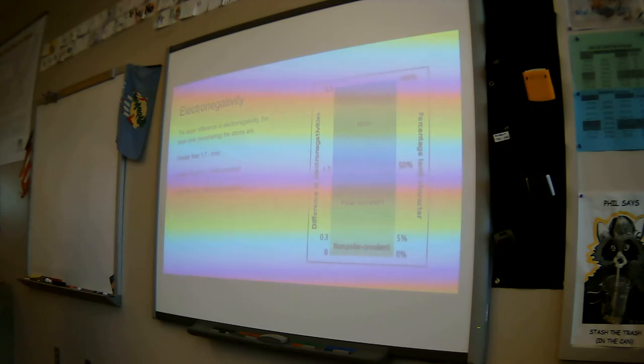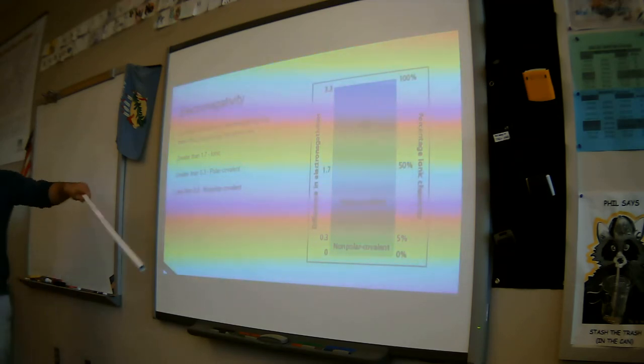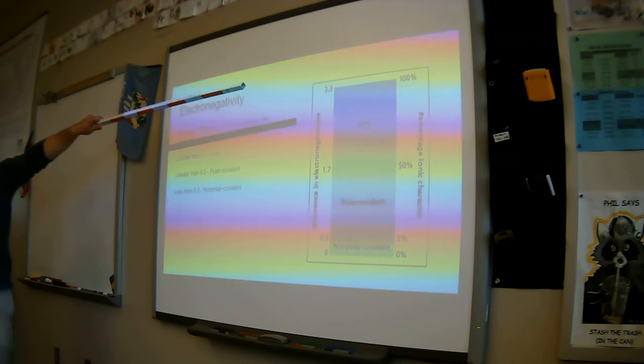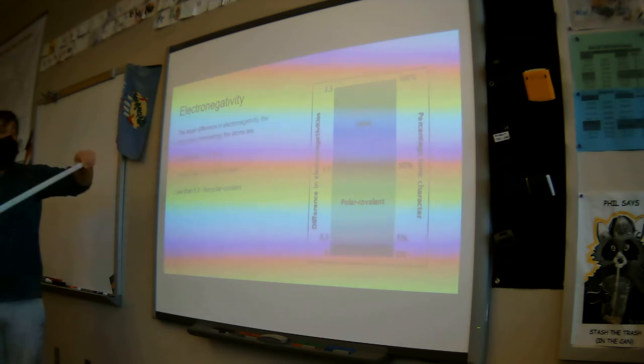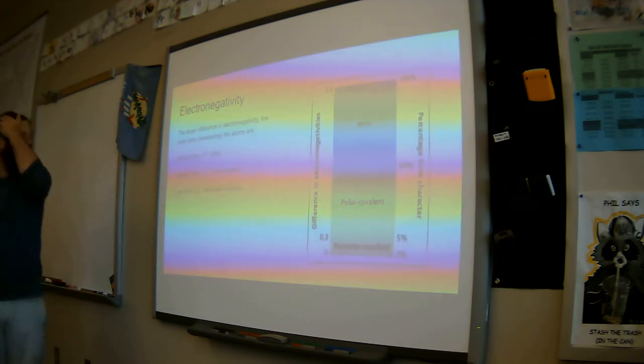Now, what about if we did something like sodium and chlorine? Where do you think their electronegativity difference would be? Up here, in the ionic category, right? Yeah. So, there's that.